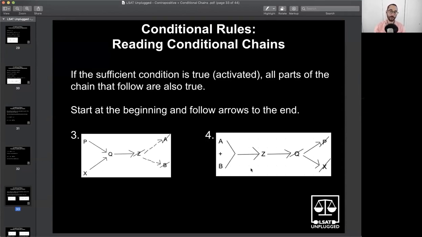Contrapositive chain: if you have both A and B in, then Z is in, Q is out, both P and X are also out. But Z in doesn't tell you where A and B are. On the other diagram, Q in doesn't tell you where P and X are. So if we were told if Q is in, what must be true? We could say Z is out. And we could say at least one of A or B must also be out. But we wouldn't know anything about where P and X were in that particular circumstance.